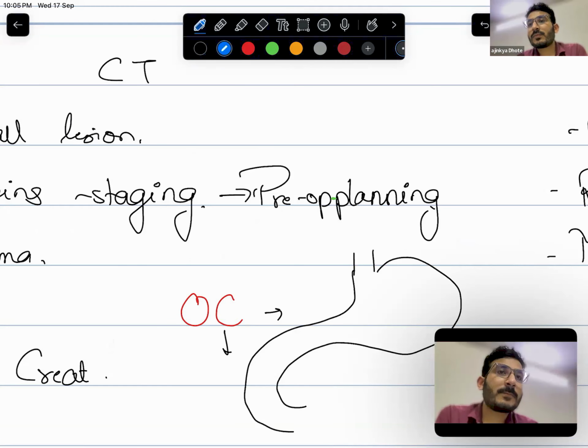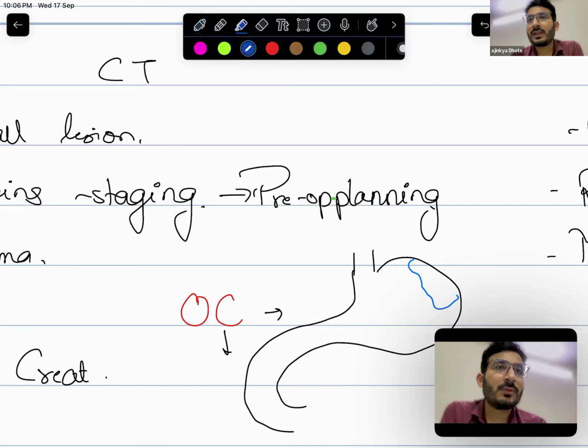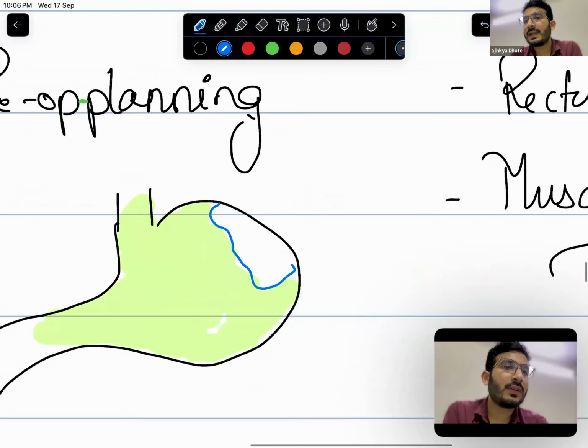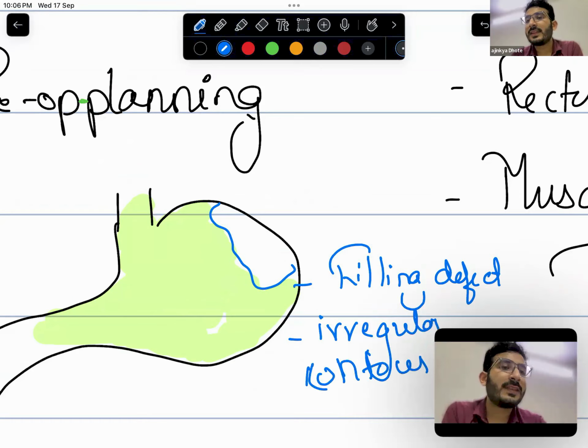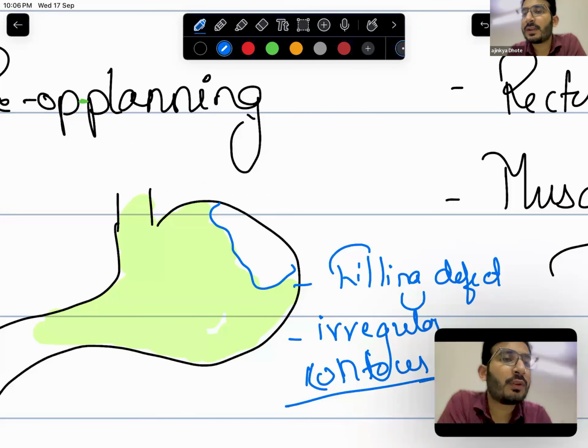So suppose it's done for a lesion in the stomach. The oral contrast will fill up the part that is not occupied by the lesion in the lumen, and it will give you a filling defect. The word that is normally seen is a filling defect, and if it's a malignancy, there's a possibility there will be an irregular contour. That will be seen. So that is where an oral contrast is helpful.